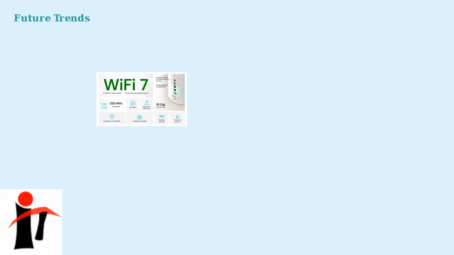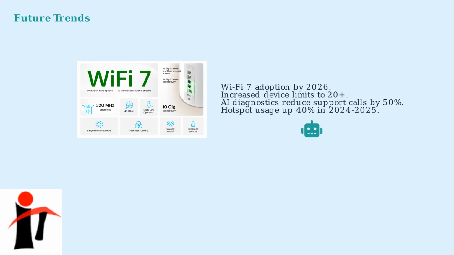As mobile hotspot usage increases 40% in recent years, Simple Mobile focuses on app-based diagnostics and AI-driven fixes to improve reliability. Future trends include Wi-Fi 7 adoption by 2026 for faster speeds and device limits up to 20+, plus AI-optimized data allocation to prevent failures and reduce support calls by 50%.